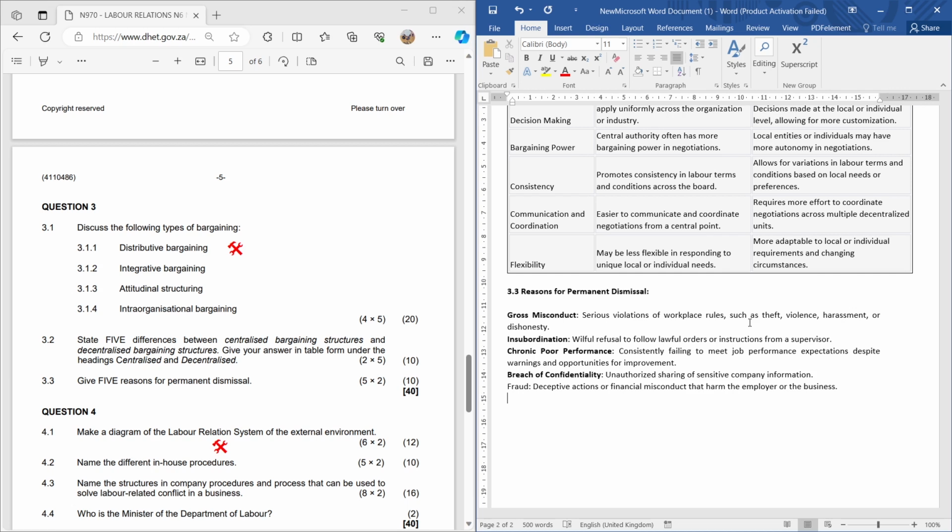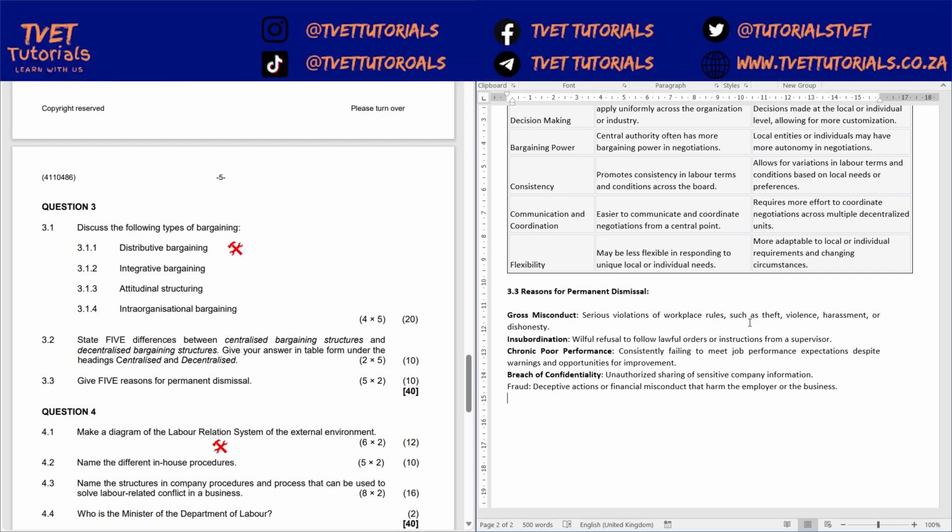And then another reason why one would be permanently dismissed is chronic poor performance, right? So basically constantly failing to meet job performance expectations despite warnings and opportunities for improvement, right? If you just do terribly at your job, it's enough reason for you to be dismissed permanently.